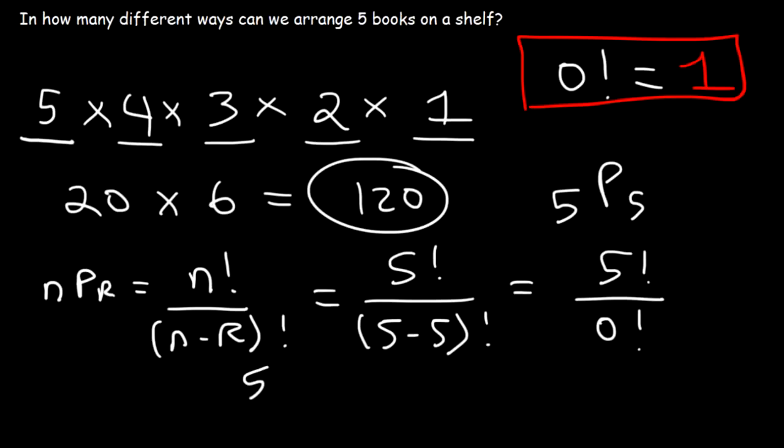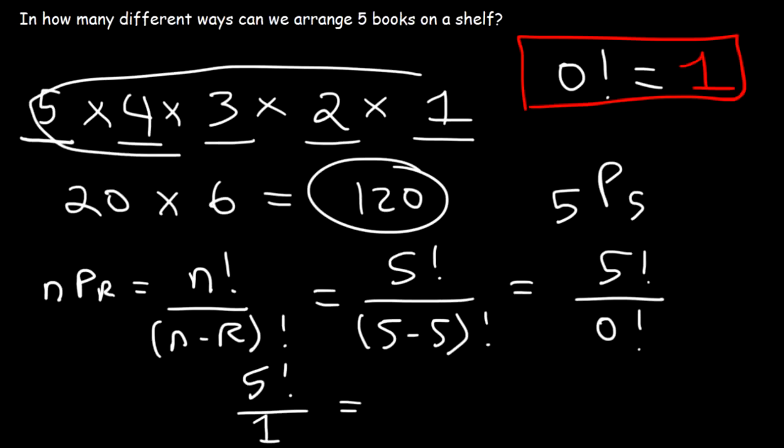So this is going to be 5 factorial over 1. And we know that 5 factorial is 5 times 4 times 3 times 2 times 1. And this is equal to 120.